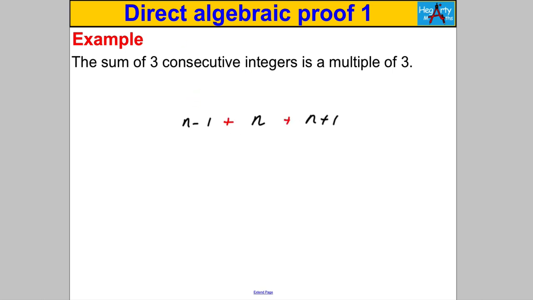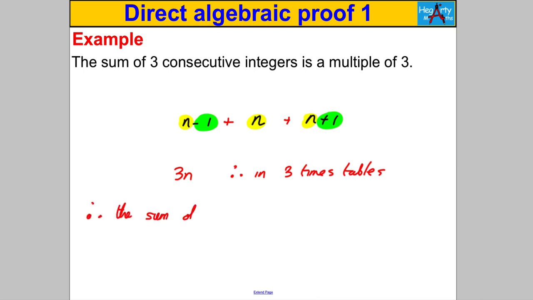So let's do that. We can collect like terms, can't we? There's an n there, an n there, and an n there. So we've got ourselves 3n. And we've got ourselves negative 1 add a 1 is nothing. And that's of the form 3n, so it's in the 3 times table. So we can say therefore the sum of 3 consecutive integers is a multiple of 3.